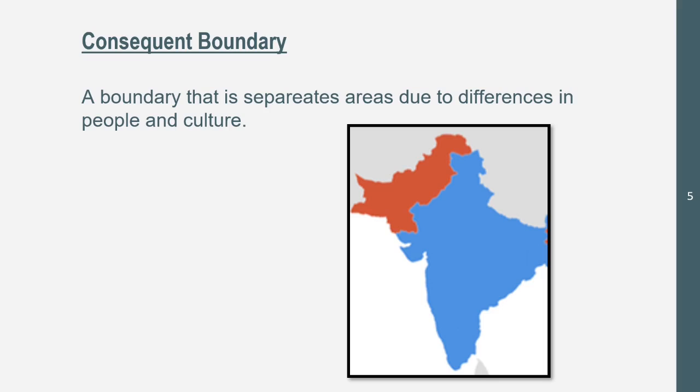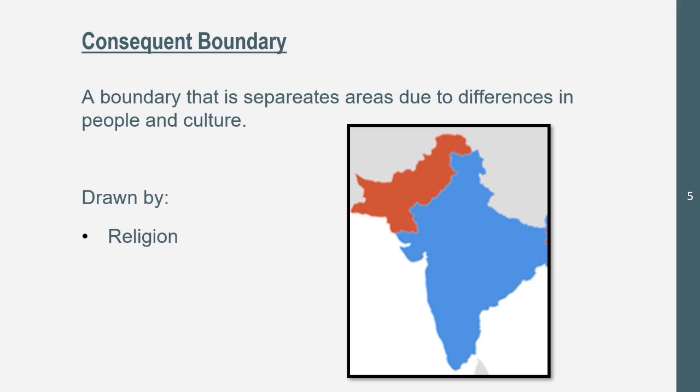I guess you could say South Korea and North Korea could be a consequent boundary because there's differences in the people and culture. They had different views, traditions. They have some similarities, of course, because they are Korean. However, there would be a lot more differences than there was, I guess, 100 years ago.